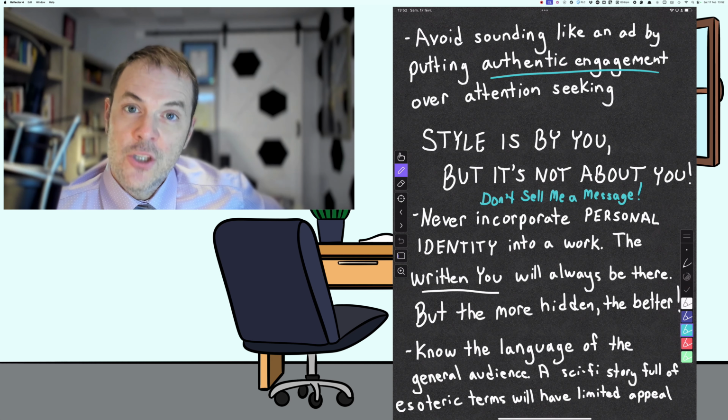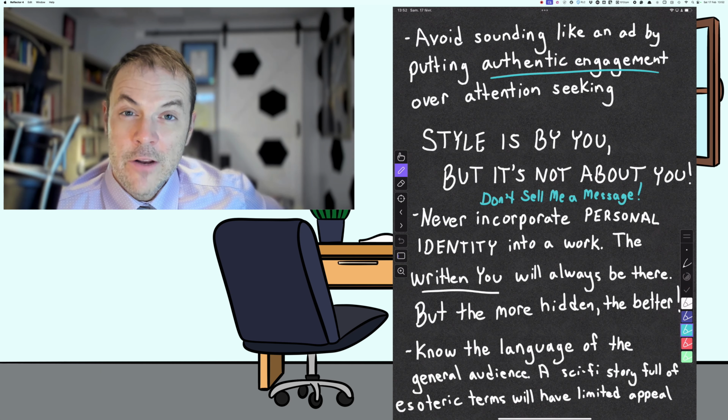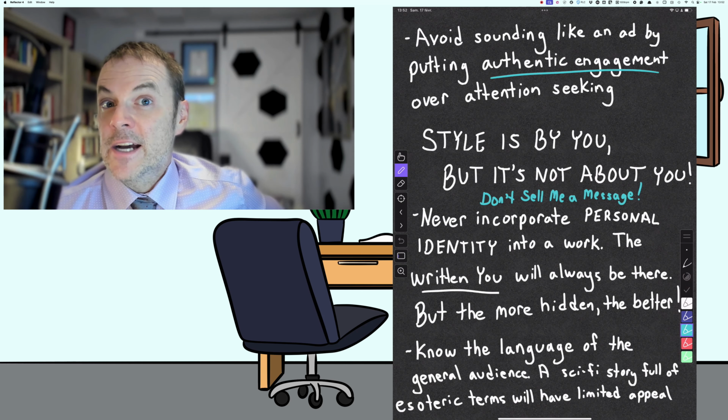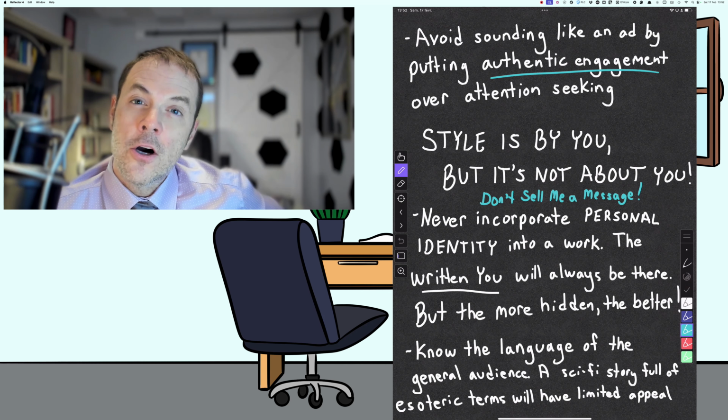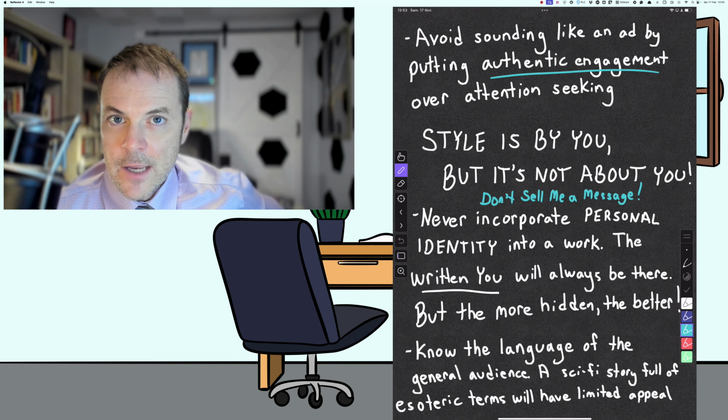While you're telling that story, know the language of your audience. If you want to write hard science fiction and you want to include a lot of really thick terminology, okay, it may be a story enjoyed by fans of hard science fiction. But if you want a more general audience, use a more general language.